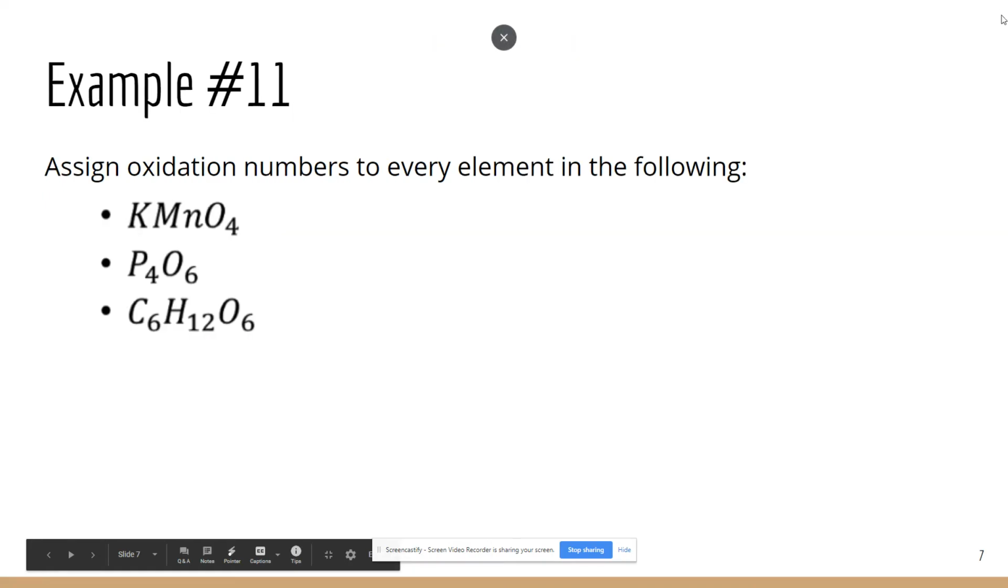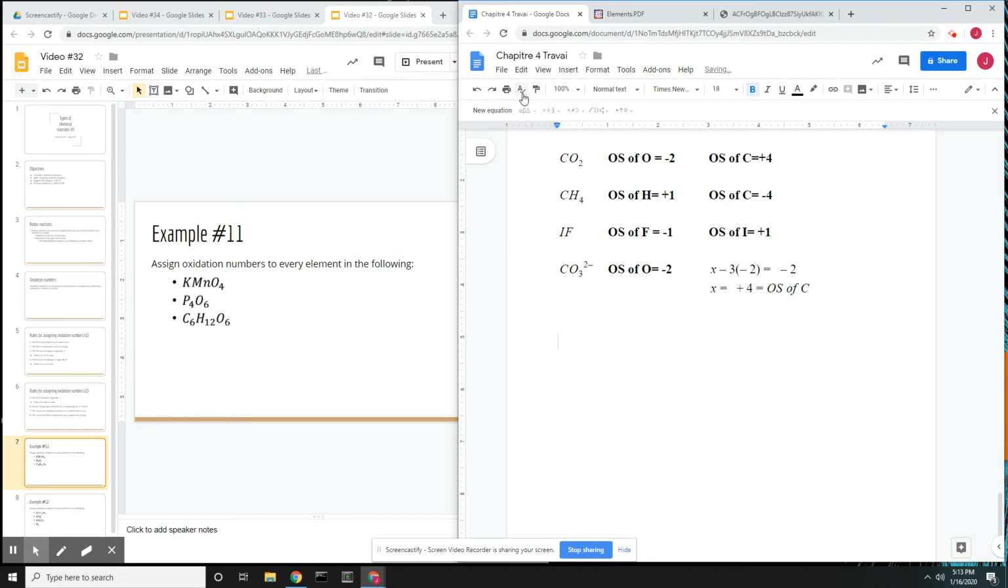Pause here. All right, I'm going to work through these. The first one, KMnO4. The oxidation state of K is +1 because it is group 1. Mn, I don't know yet, so I'm going to leave that blank. And then oxygen is -2. There are a couple different ways I can do this. I'm just going to set this up like an algebra problem. 1 plus x plus 4 times -2 is equal to 0. I get that x has to be equal to +7. So my oxidation state of manganese is +7.